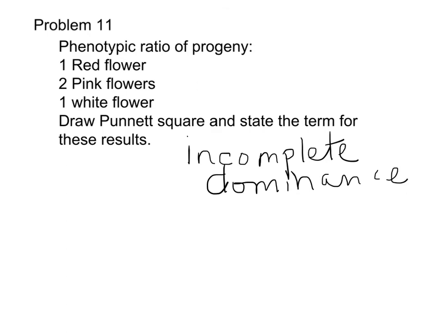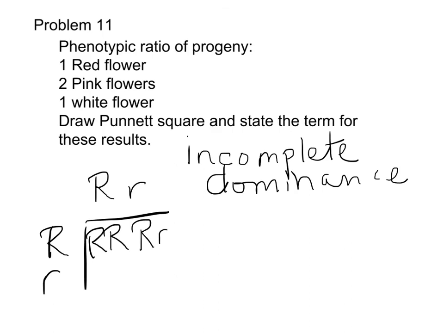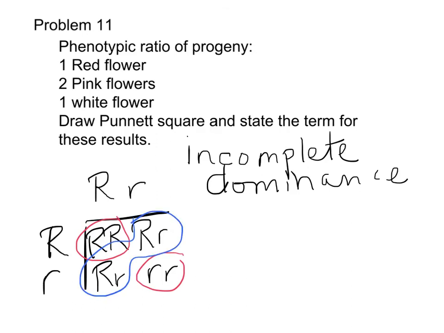So here in this cross, we'll be looking at two heterozygous individuals being crossed to one another, and we'd expect 3 red flowers to 1 white flower, but instead we see 1 red, 1 white, and 2 pink. And so incomplete dominance results when red is incompletely dominant over white, and you end up with an intermediate phenotype.